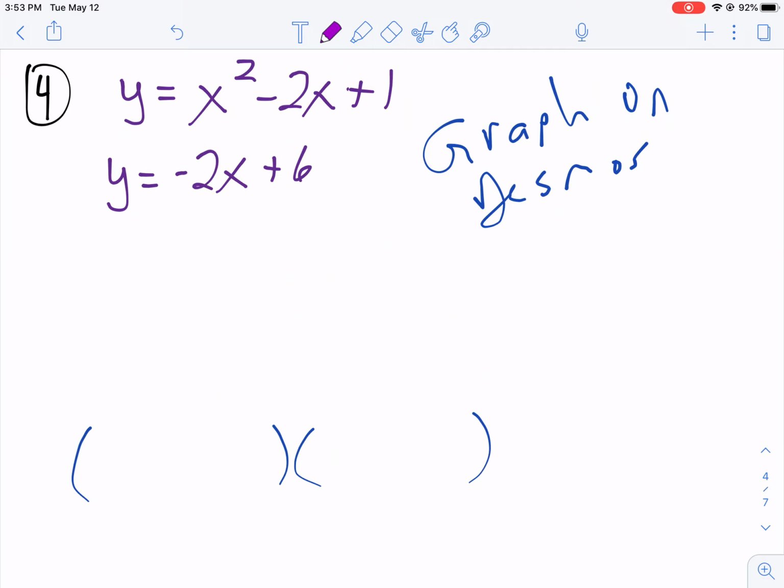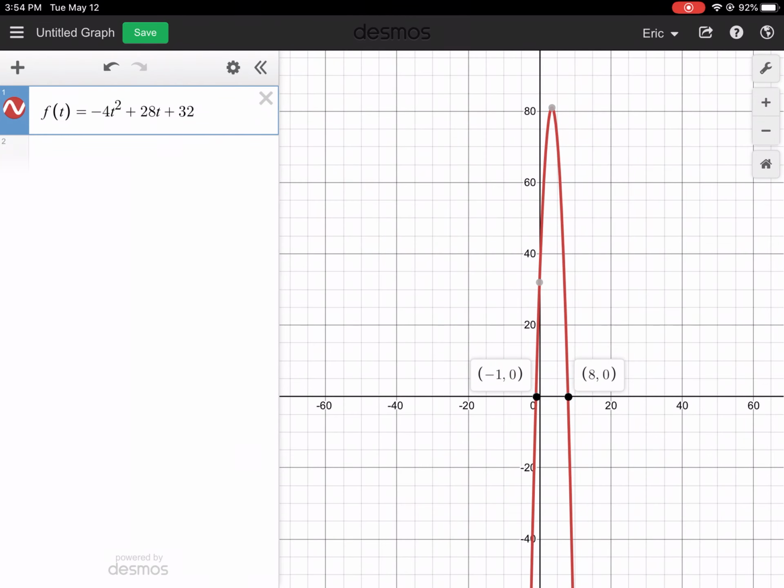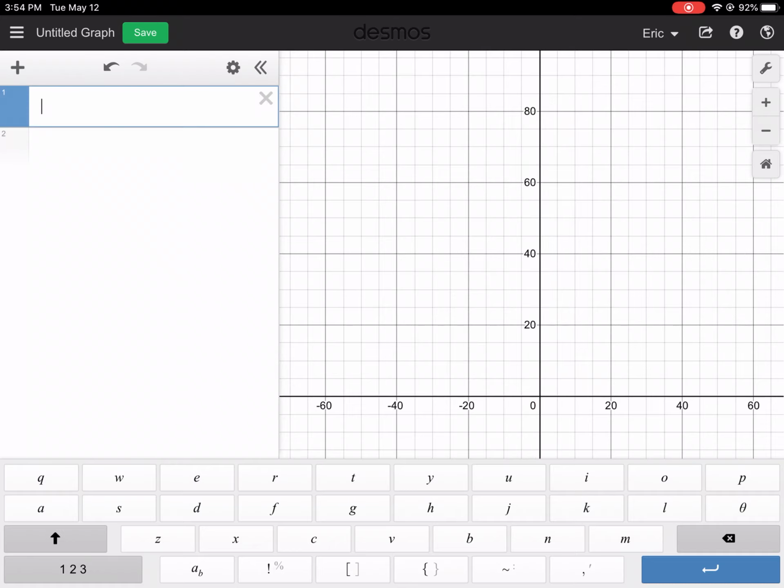All right, so the next one, we have y equals x squared minus 2x plus 1, and we have y equals negative 2x plus 6. Again, I would use Desmos. If you really want to, you can solve it algebraically by setting them equal to each other, or you could graph both of the equations, but I think graphing it on Desmos is going to be the easiest answer there.